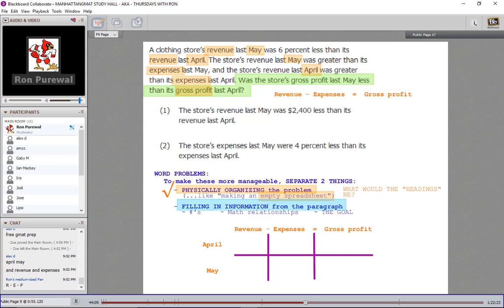So now to get stuff out of the paragraph. 6% less. Let's just write that there. May was 6% less. So this is like down 6%. I'm just going to write that on there with words. And then the revenue was something. What's the point of telling you this stuff?